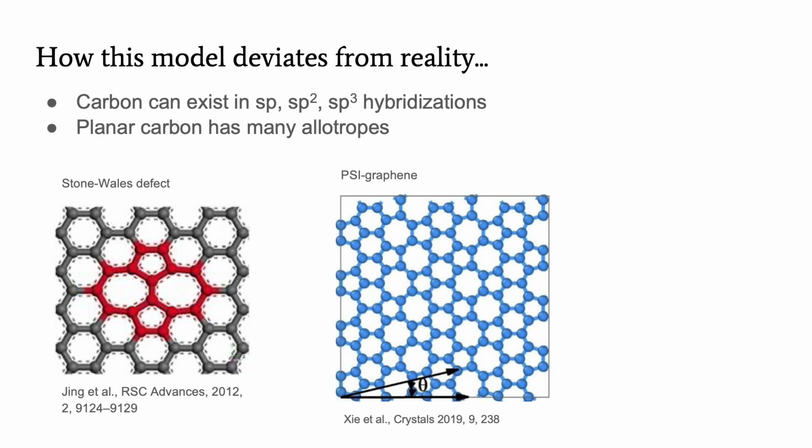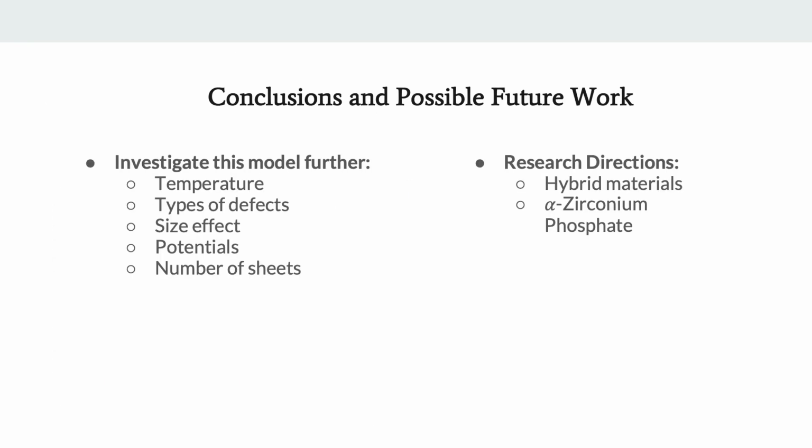So to continue exploring this model, I could look at the effect of different factors on the elastic constants or the energy of graphene. So for example, I've seen other papers, whether it be graphene or other materials, use variables such as temperature, types of defects, size, potential, and the number of sheets.